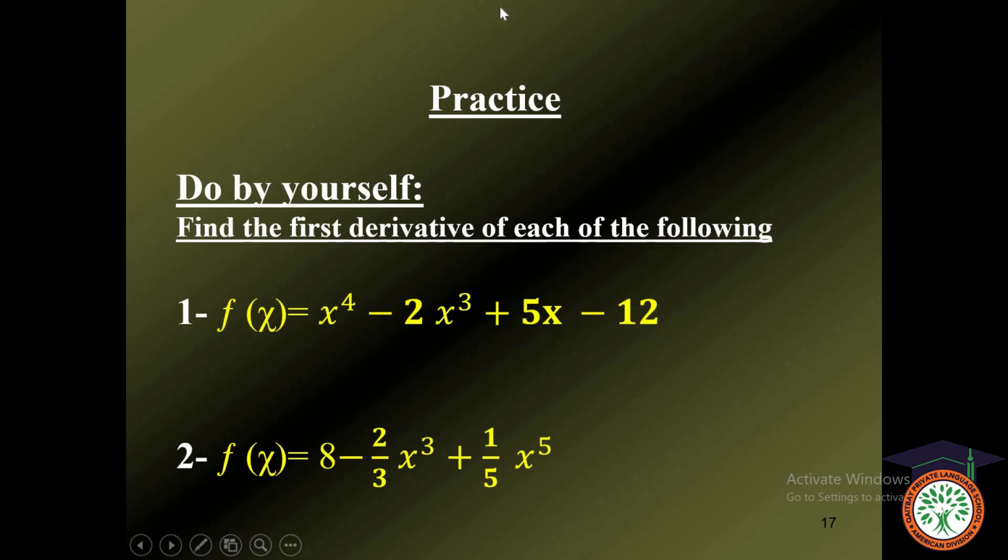Now, repeat the video and listen carefully. Try to do the next two exercises by yourself. Find the first derivative of each of the following. The first, f(x) equal x power 4 minus 2x power 3 plus 5x minus 12. And the second exercise, f(x) equal 8 minus negative 2 over 3x power 3 plus 1 over 5x power 5. And we will discuss your answers next conference, inshallah.